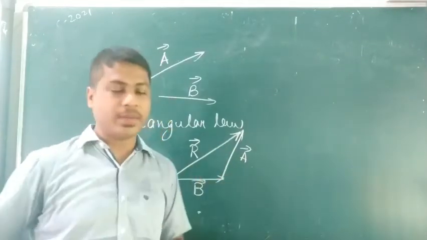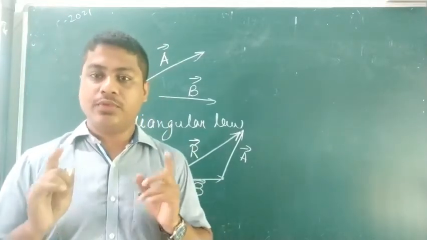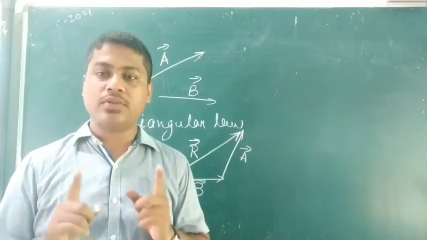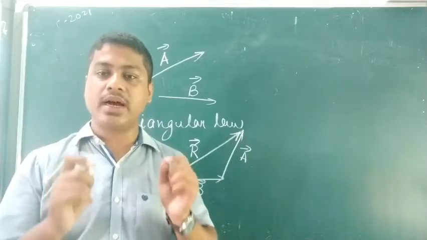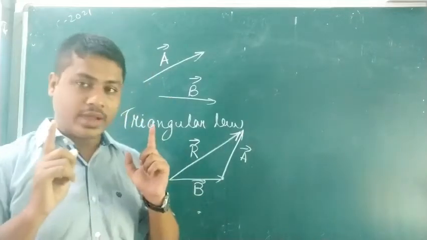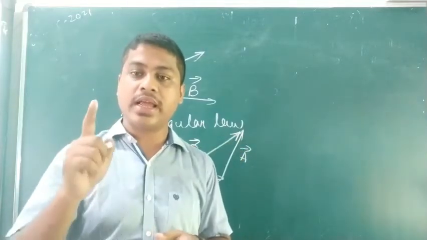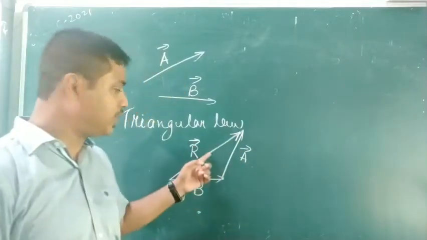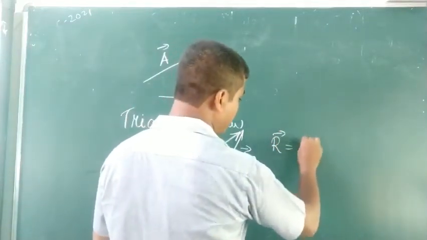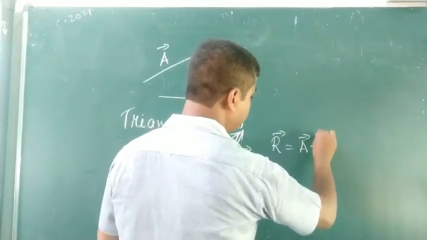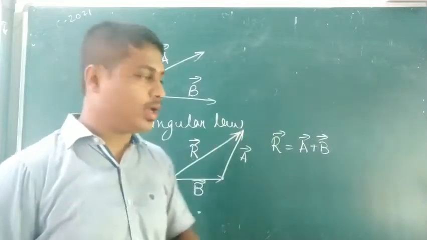So the statement of the triangular law of vector addition is: if two vectors are represented by two sides of a triangle, the resultant will be represented by the third side of the triangle. So here R is equal to vector A plus vector B. This is in vector form. We need to do it in scalar form. How will you do it?